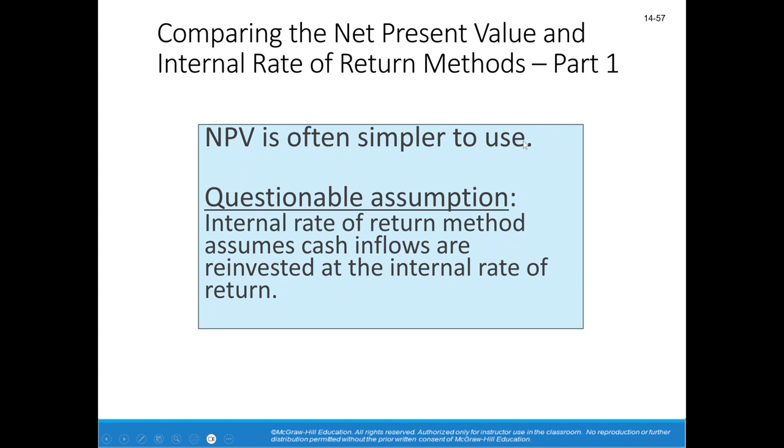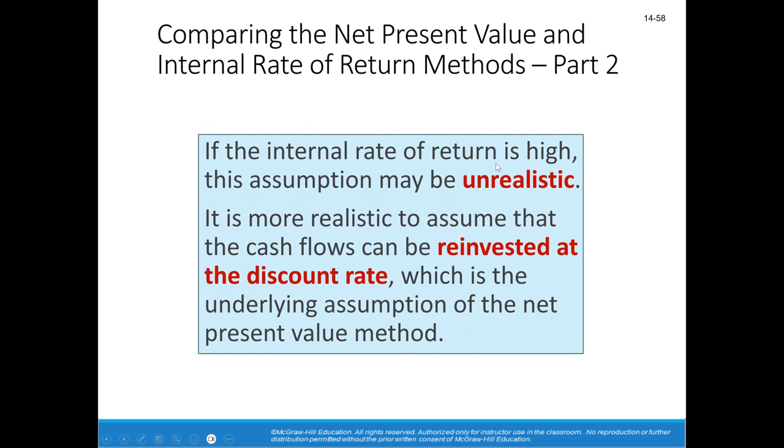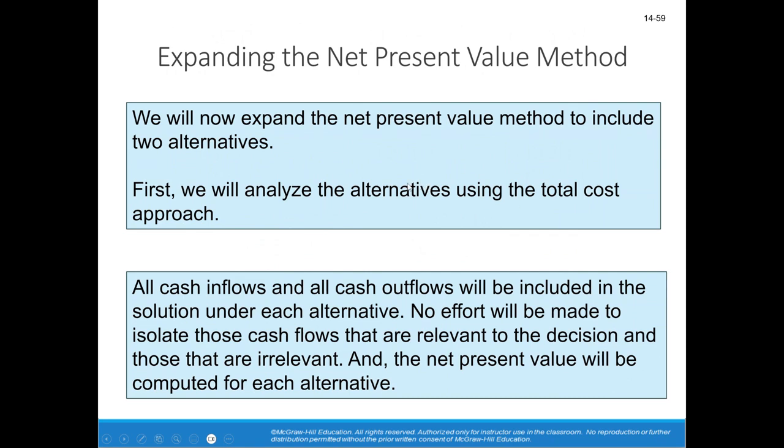Net present value is often simple to use. The internal rate of return method assumes cash flows are reinvested at the internal rate of return. So if you get a high rate, is that realistic? It may be unrealistic. You're assuming that cash flows will be reinvested at the discount rate, and that's not always the case.